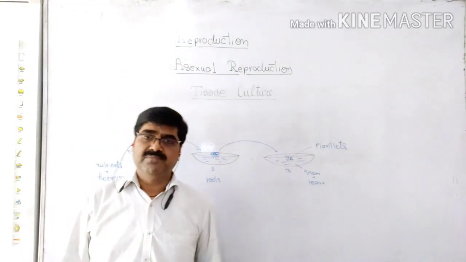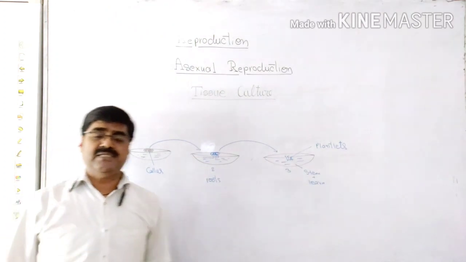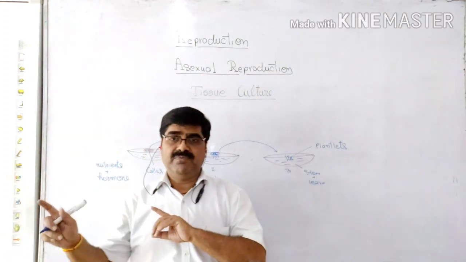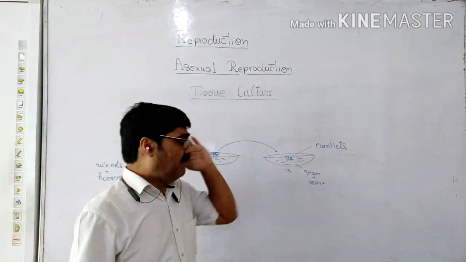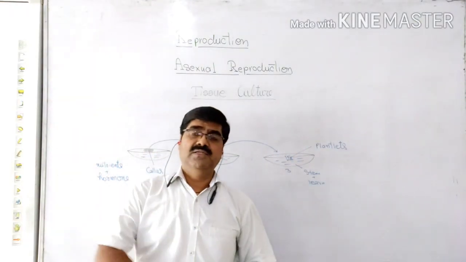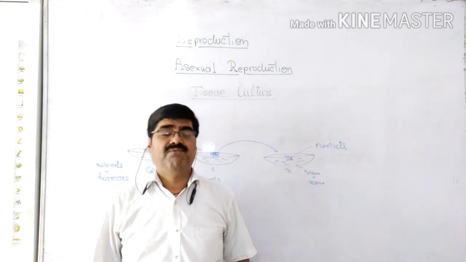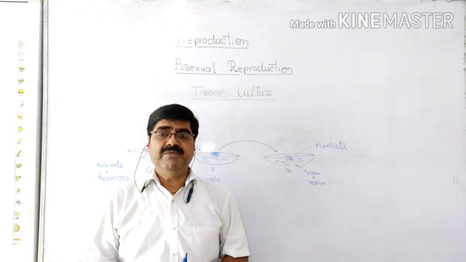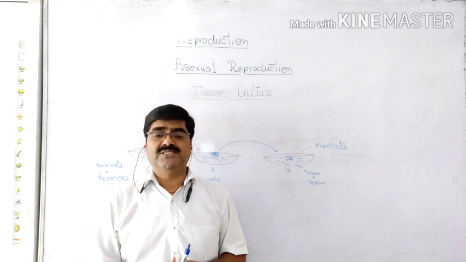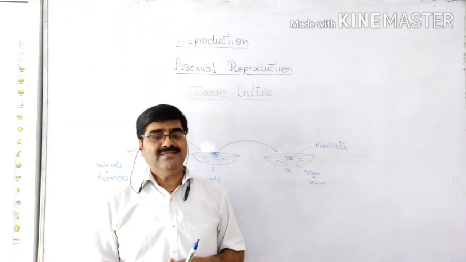Now this is ready. All this process takes place in the lab. Now the plantlets so formed are introduced in the field where they grow further. So in this way, the process of tissue culture takes place. Okay? Thank you.